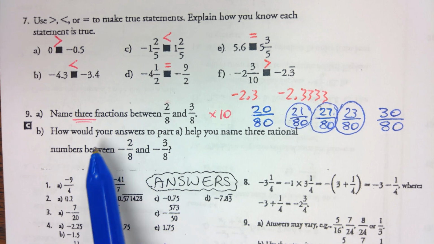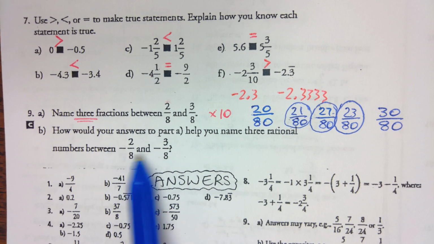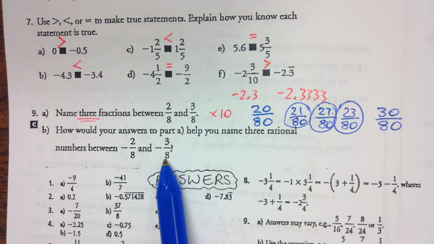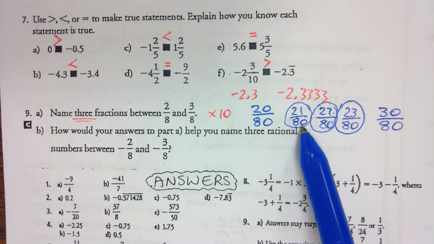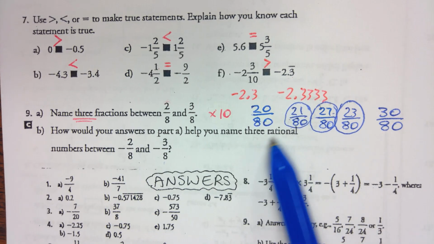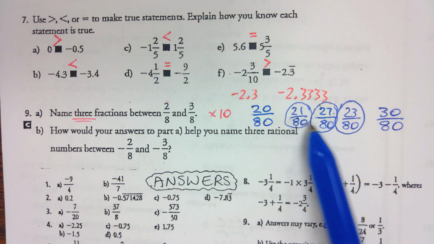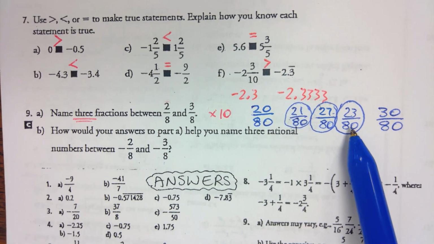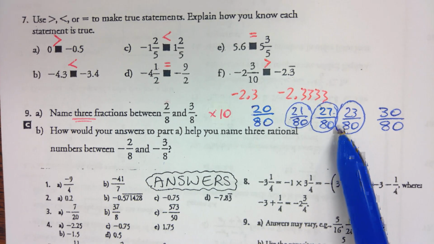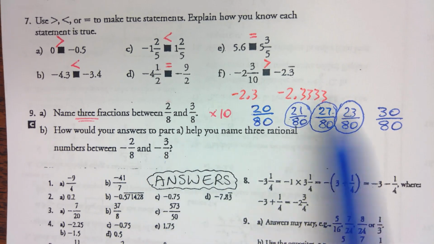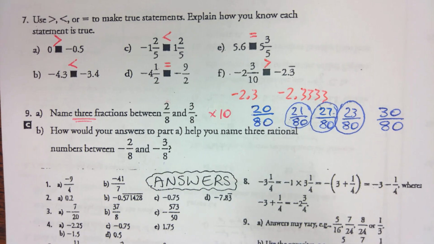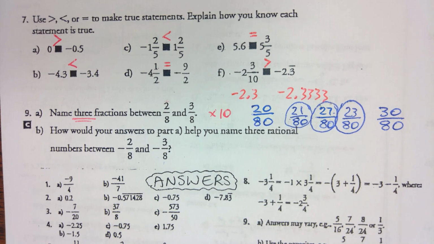Okay, so how would your answer for part A help you with determining this question if it's negative? Eric? You know the solution, so multiply it by 10. So you can do the same thing. Yeah, I just do the exact same thing, but because it's negative, I just make my answers negative. So this would just be negative 20 over 80 and negative 30 over 80. And so these numbers will still be in between. It's just that it will be negative.